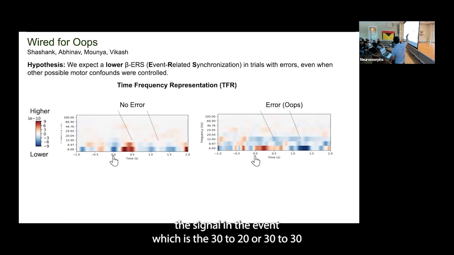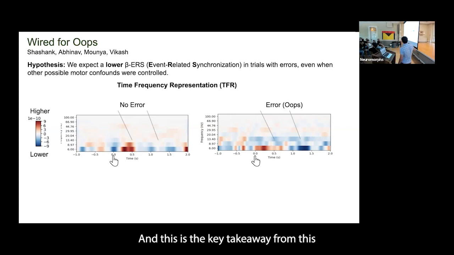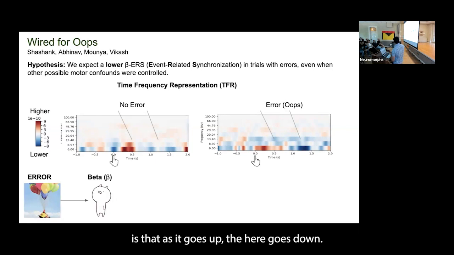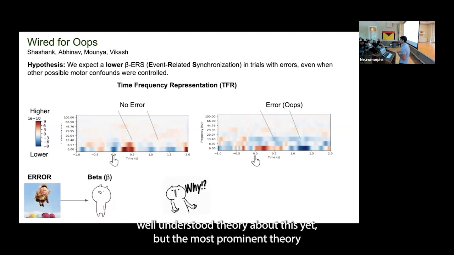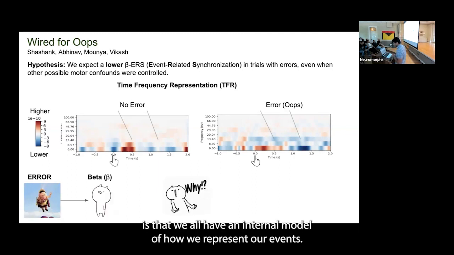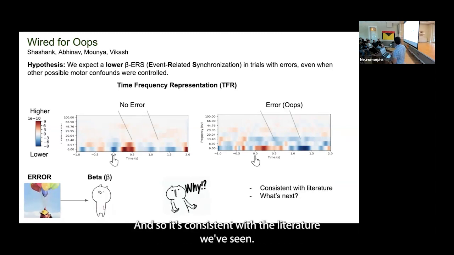If you see around the signal on the beta band, which is the 13 to 20 or 13 to 30 hertz frequency range, you see more suppression of the beta band. The key takeaway is that as the error goes up, the beta goes down. Why this happens is there's no well understood theory yet, but the most prominent theory is that we all have an internal model of how we represent our events. As we're trying to predict consequences, if you screw up those predictions, something happens in the brain. And so it's consistent with the literature we've seen.